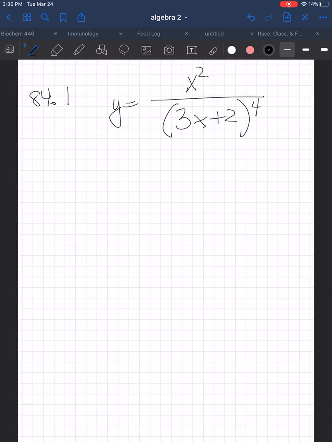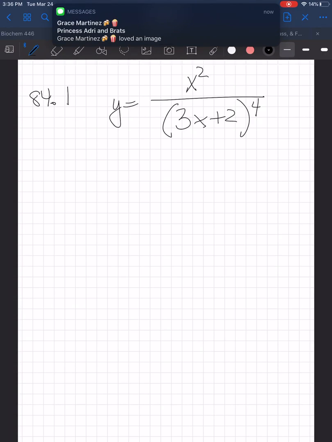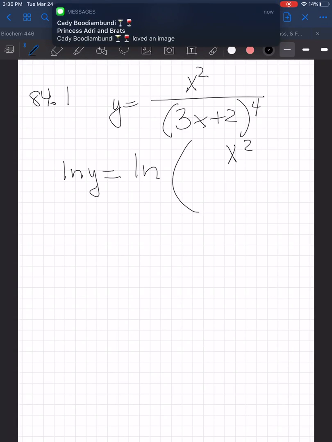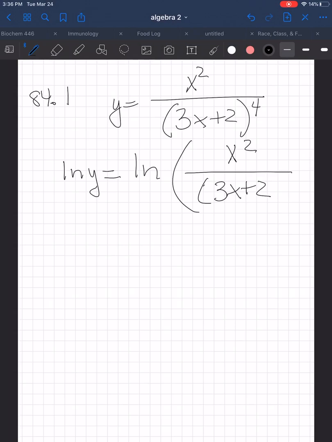So instead, what we're going to do is take the natural log of both sides, right? So ln of y equals ln of this whole thing. Now, since we're taking the natural log of this thing right here, the rules for logarithms, which means the rules for exponents, apply. So this is this divided by this. Since it's a natural logarithm, when you're dividing, you subtract the logarithms.